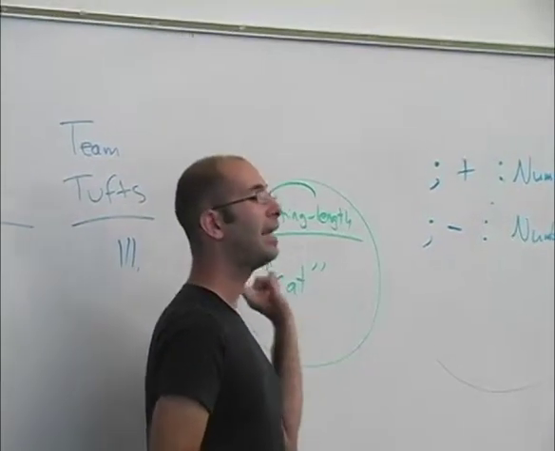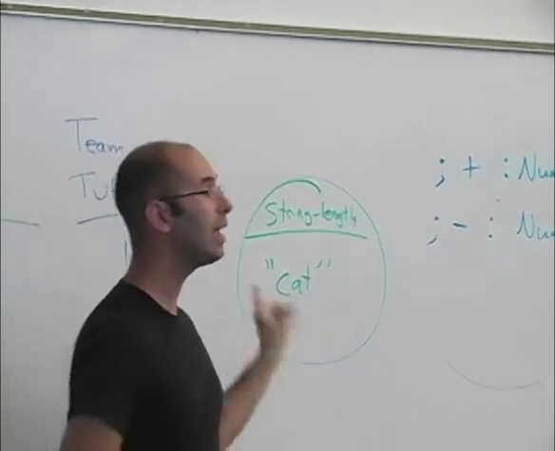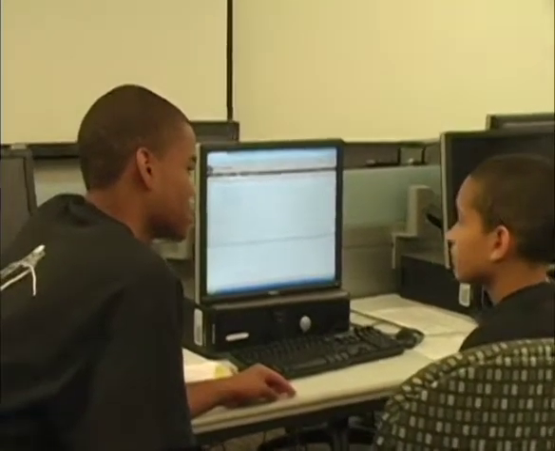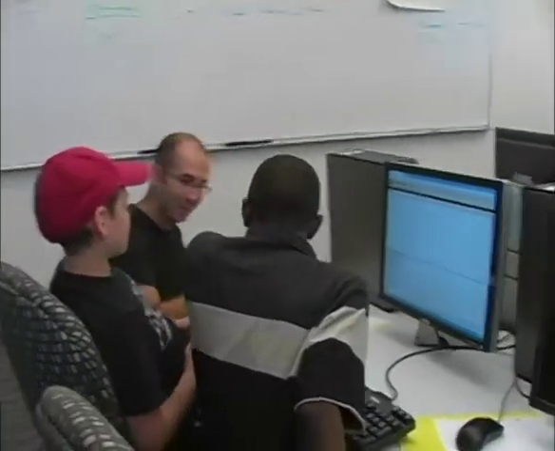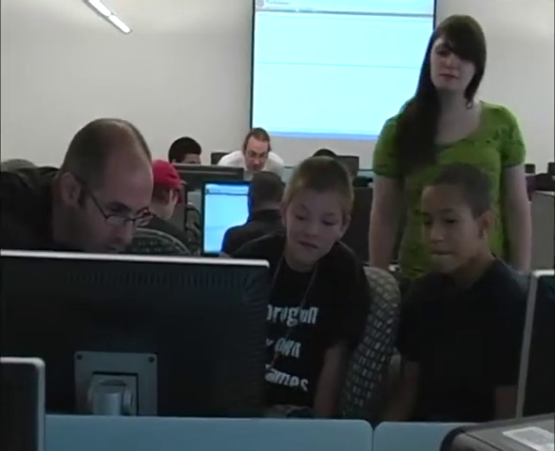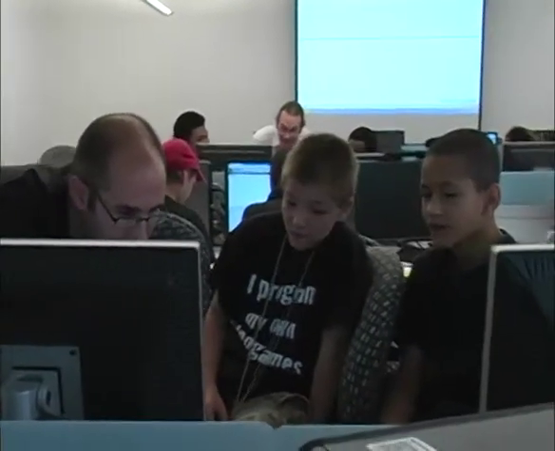Try typing it in, and I want to know what this thing does. What the heck does string length do? Convert it to Scheme code. Let's try parentheses plus 1, 2. Check it out. When I change the spaces, I got a different answer back.